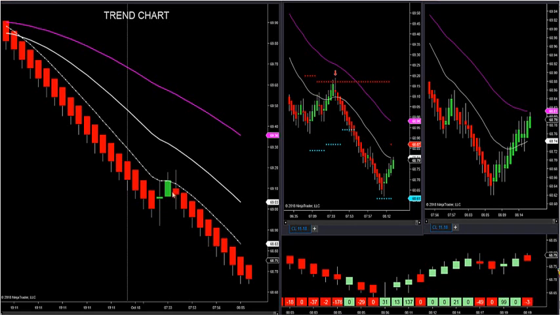That is the body of the candle. That is a big red box or big green box. The wicks, which are the little tails, mean absolutely nothing to me. I'm not concerned about that.